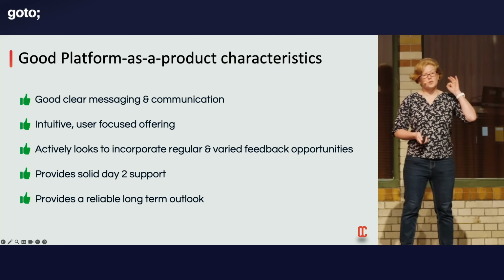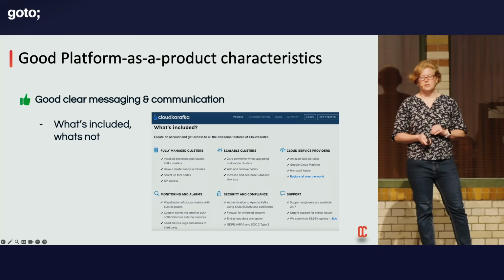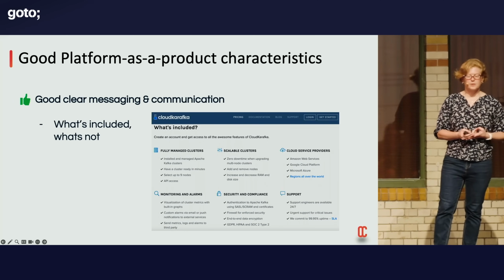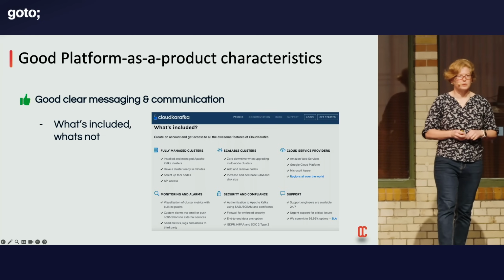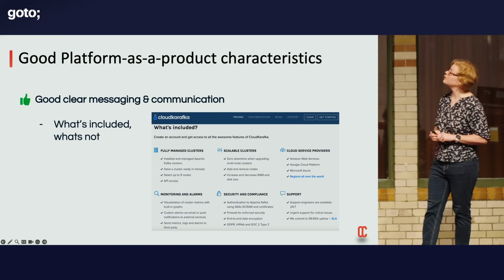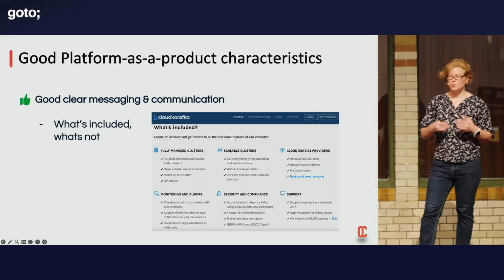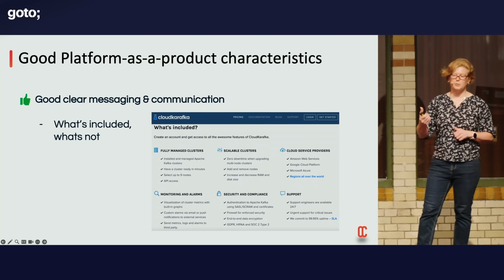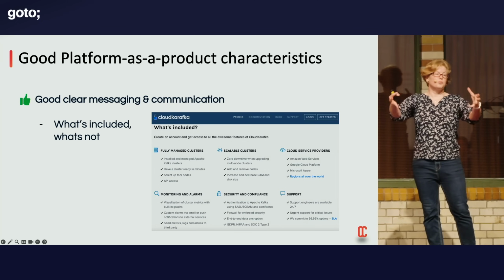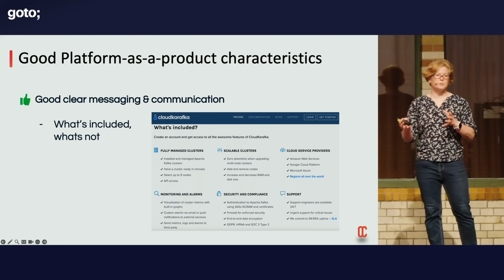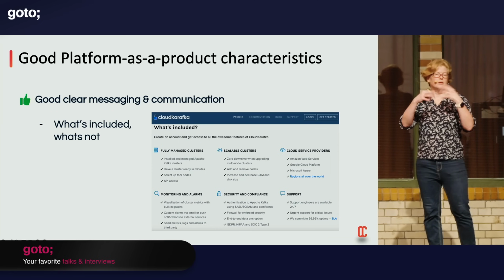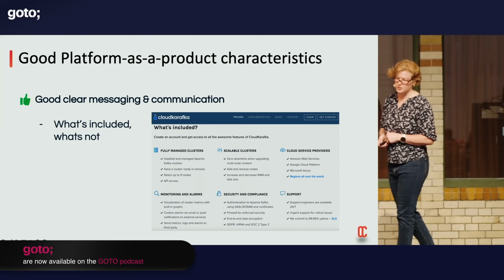So the first one is that they've got really clear messaging and communication. So it's really clear what's included and what's not. This is an example of something called Confluent Cloud Kafka, which is actually a public Kafka as a service offering. But it's really easy for you to see what are the things that they offer. Well, we get fully managed clusters, we get monitoring and alarms, and being able to provide your developers with something like this means it's really easy for them to understand which bits they can rely on and which bits are not.